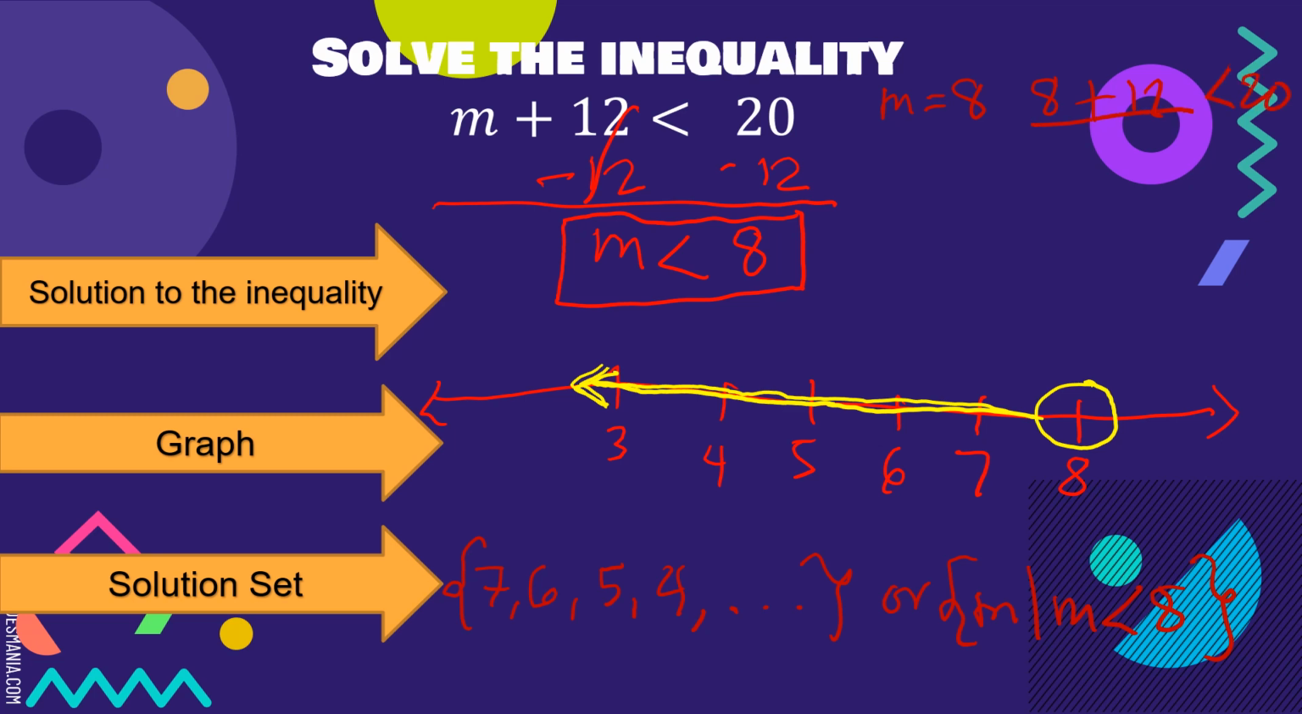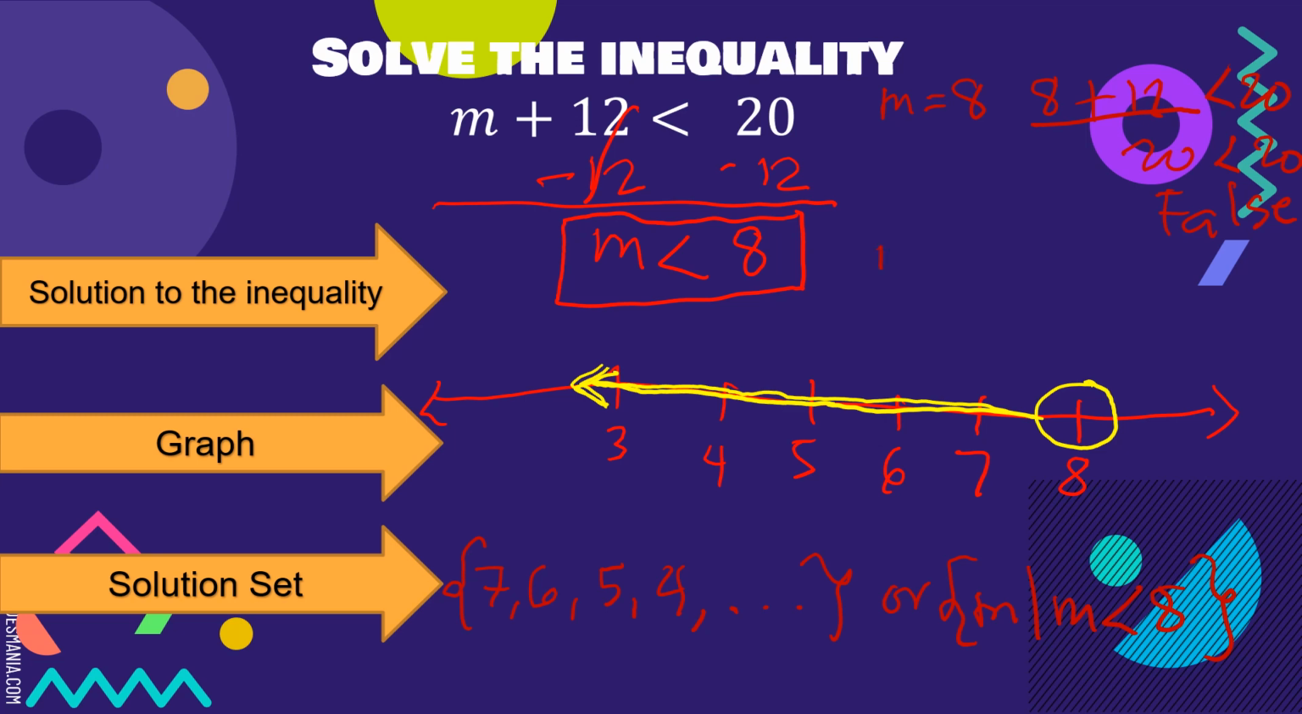So if we are going to add 8 plus 12, the answer is 20, which is less than 20? We are aware that 20 is not less than 20, so that is false. That is why 8 is not included in the solution set.